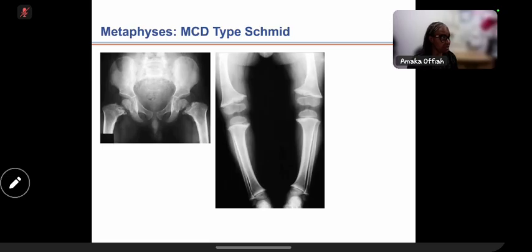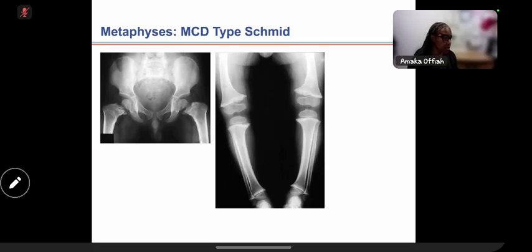However, rickets affects the rapidly growing sites the most. So the knees and the wrists are worst affected in nutritional rickets. In Schmid, the hips are the worst affected, as we can see on this radiograph. In rickets, where you have the active rickets, you'll have reduced bone density on the radiographs. At no point in time in Schmid will you see reduction in bone density, unless the child happens, most unfortunately, to have two conditions at the same time.